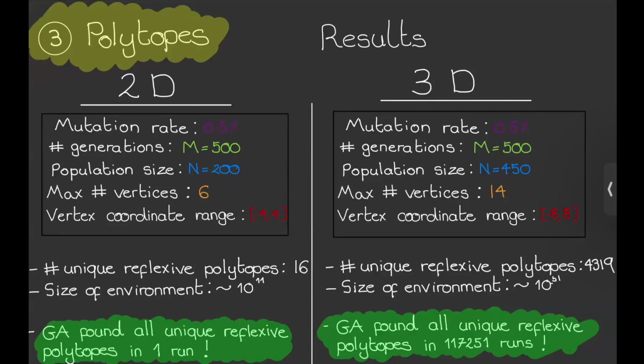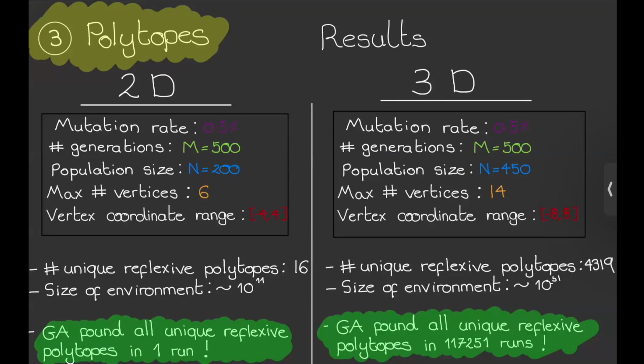So yeah, this environment contains around 10 to the 11 states. So it's already pretty big. But amazingly, in just a single run of the genetic algorithm, which takes a matter of a couple of seconds on a standard CPU, we generated all of the 16 unique reflexive polytopes.